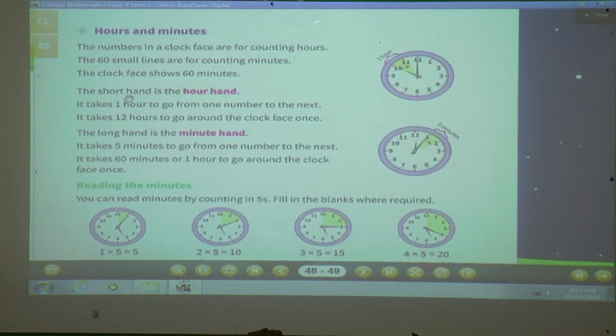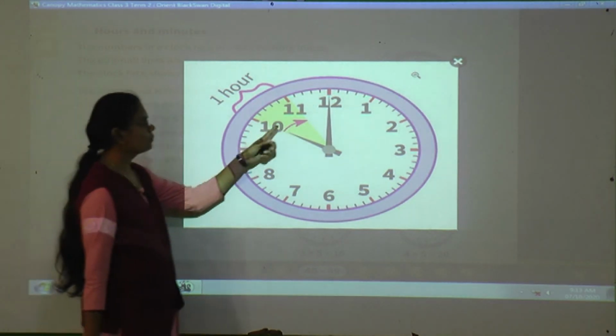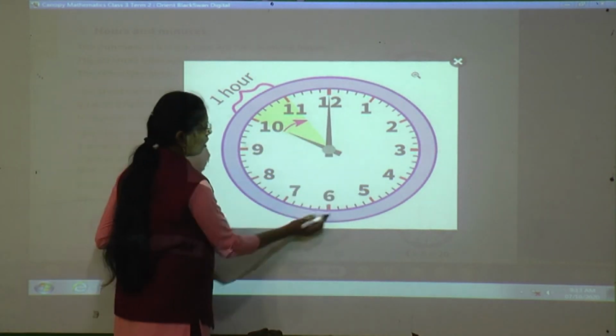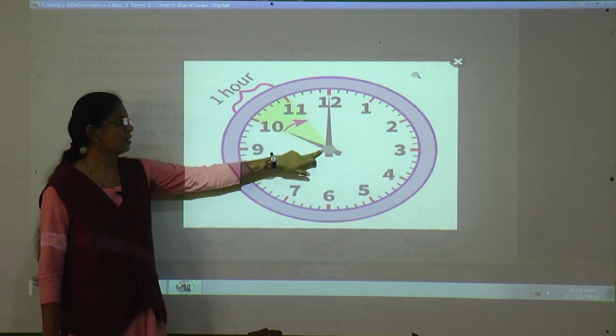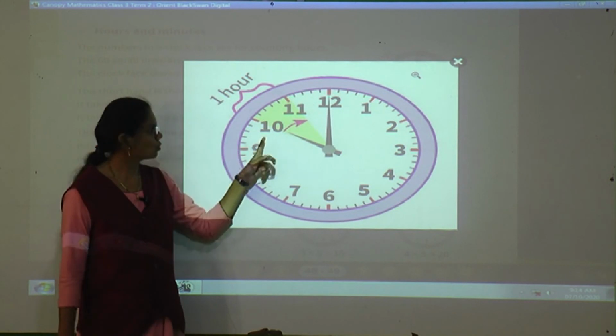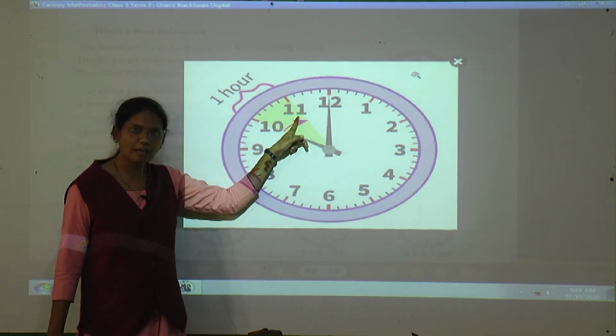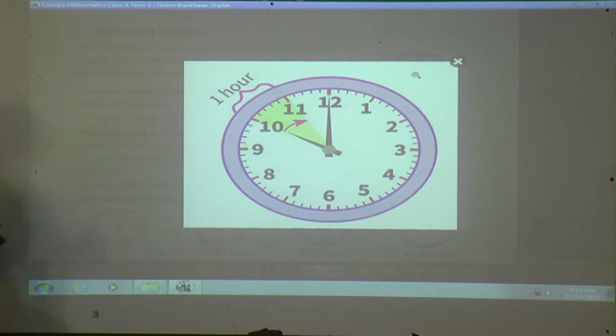See here, the short hand is the hour hand. It takes 1 hour to go from one number to the next number. Now in this clock the hour hand is on 10. Then it takes 1 hour to go to the next number, to 11. Complete 1 hour means 60 minutes.